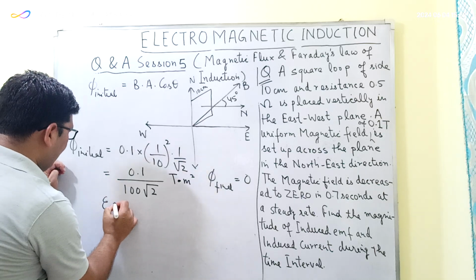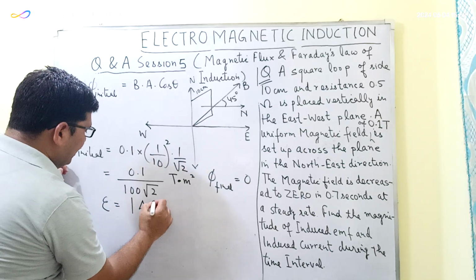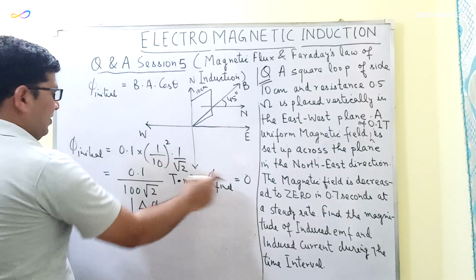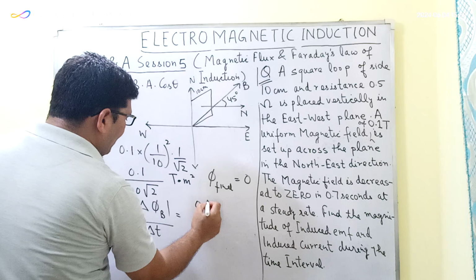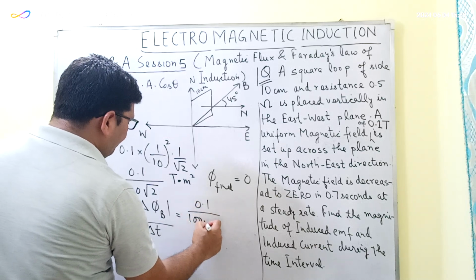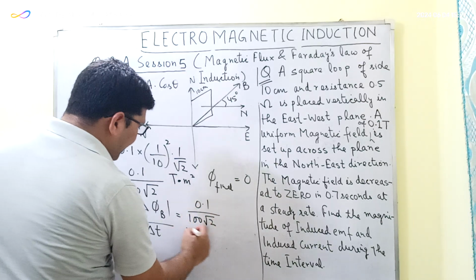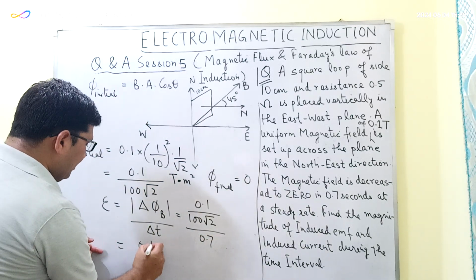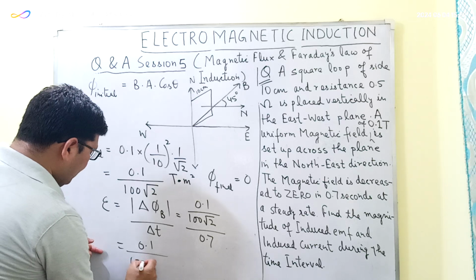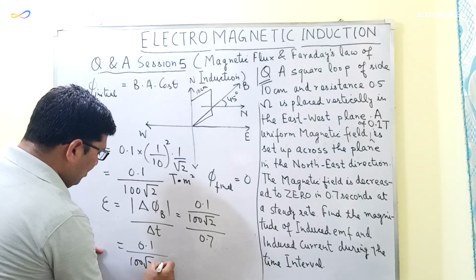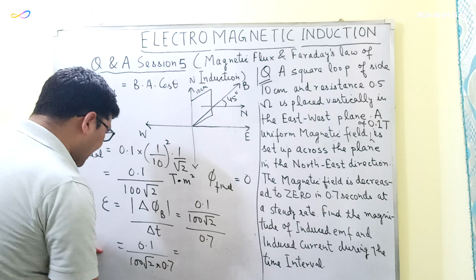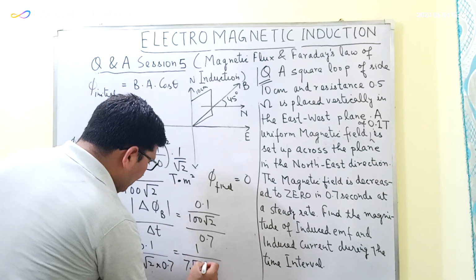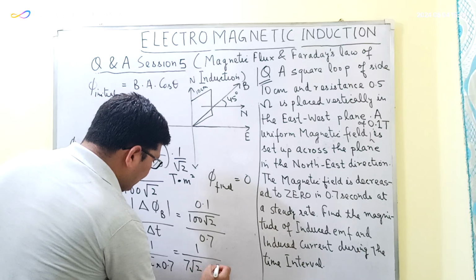So the induced EMF is given by the change in the magnetic flux divided by the time interval. Now the change in the magnetic flux will be equal to 0.1 divided by 100 root 2, divided by delta t, which is equal to 0.7. So this is equal to how much? This is equal to 0.1 divided by 100 root 2 into 0.7, or we can simply write this as 1 divided by 7 root 2 into 100.